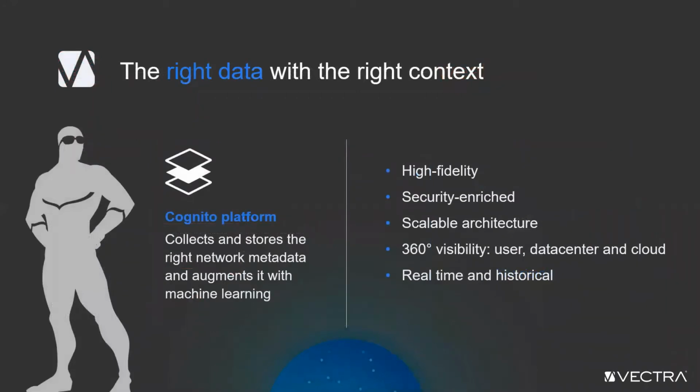So Vectra Cognito was designed from the ground up to solve this problem. It's got knowledge of what's happening in every conversation, and it's enriched with content-specific data. It scales efficiently to even the largest networks, so we've got sensors that are physical, virtual, and cloud, again, to provide that 360-degree visibility, because we can only see the traffic that's pointed towards us. So we need to be able to deploy our sensors in the right places to be able to track that traffic.